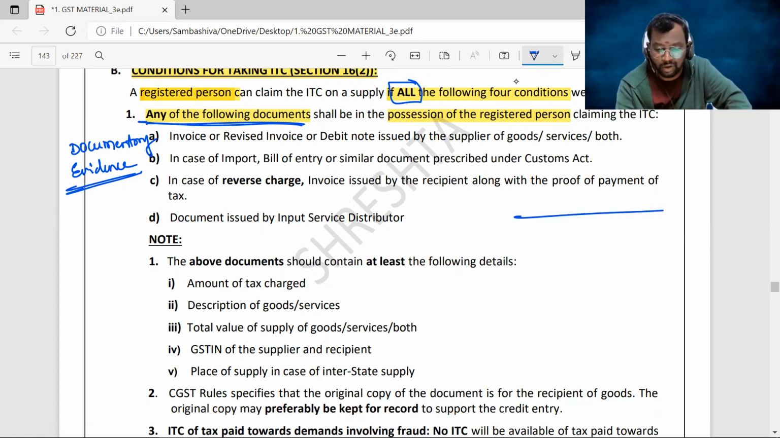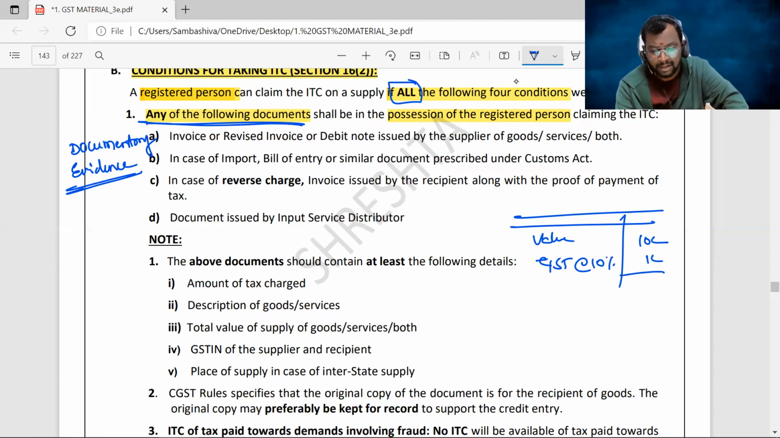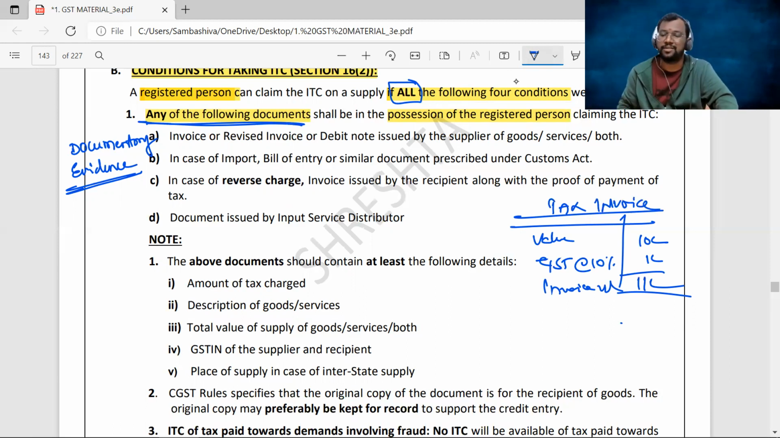While giving the tax invoice, Mr. X will prepare it like this: value of the goods supplied 10 lakhs, GST at the rate of 10%, so 1 lakh. So the invoice value is 11 lakhs. This tax invoice will be your evidence. You can show this tax invoice as evidence to the department, and thereby you can claim input tax credit.